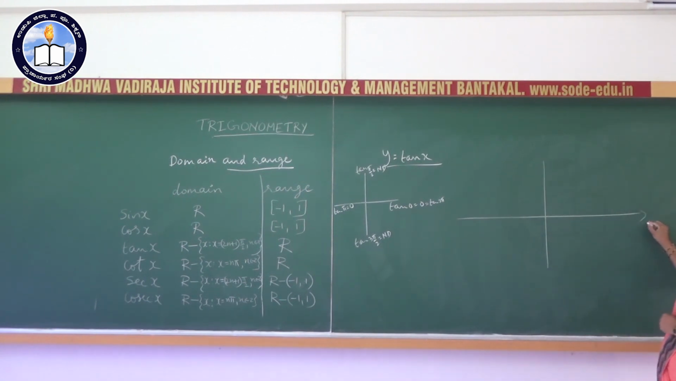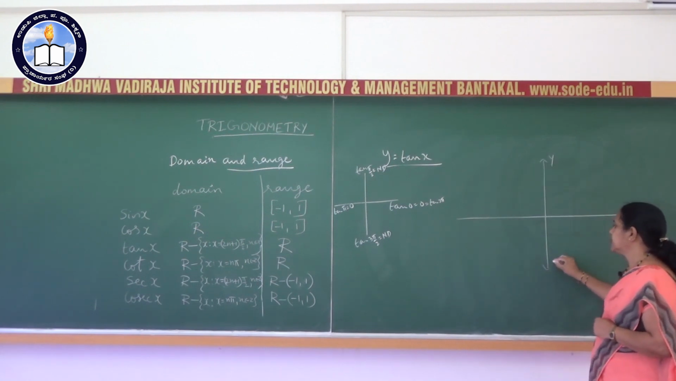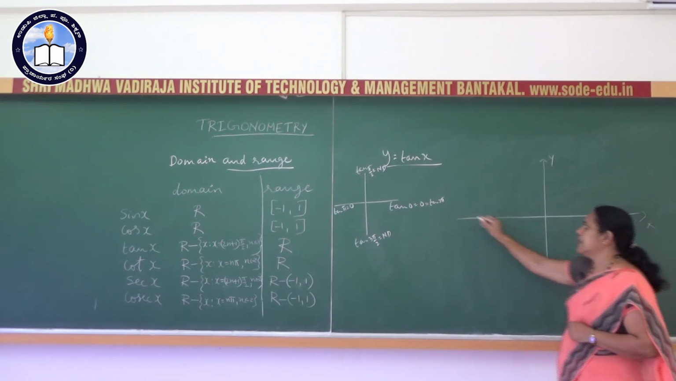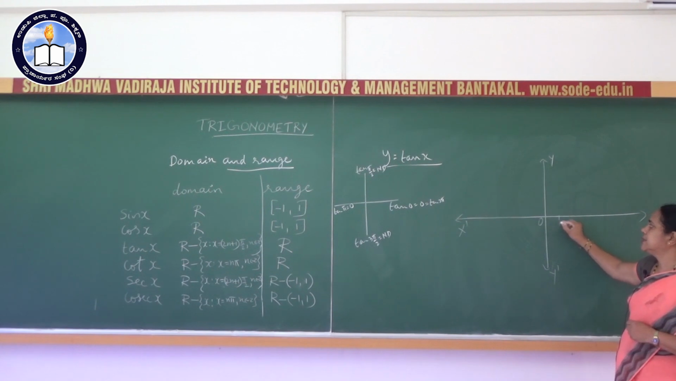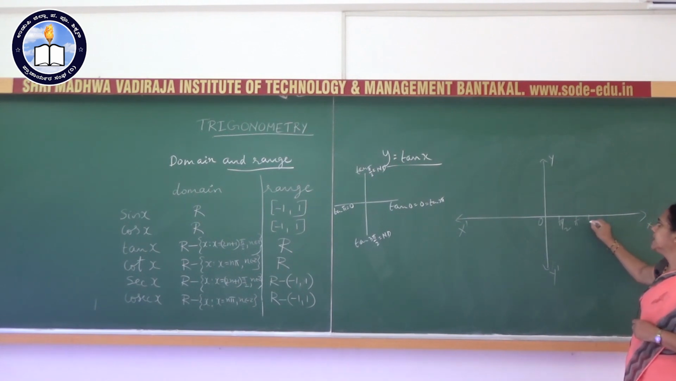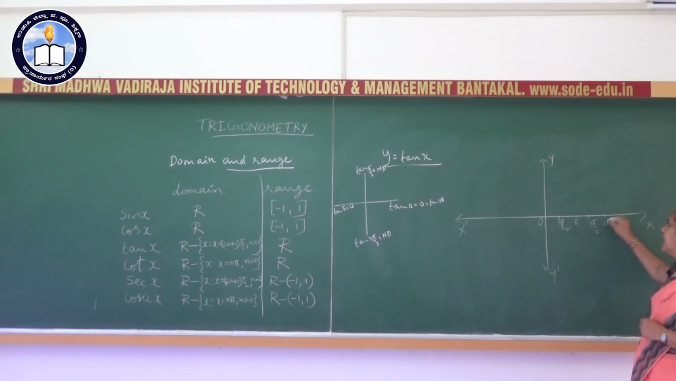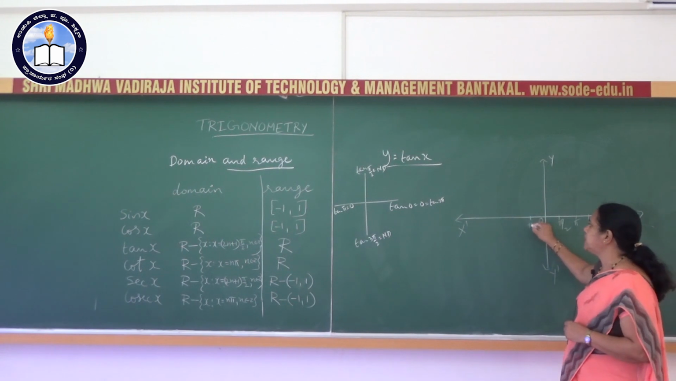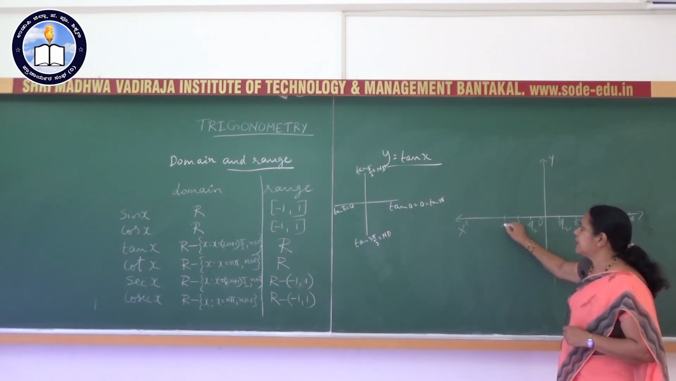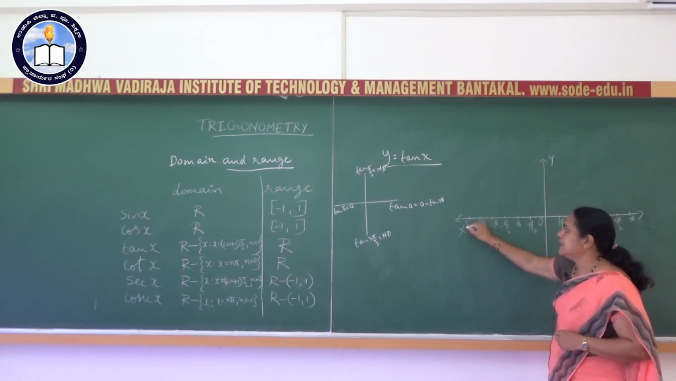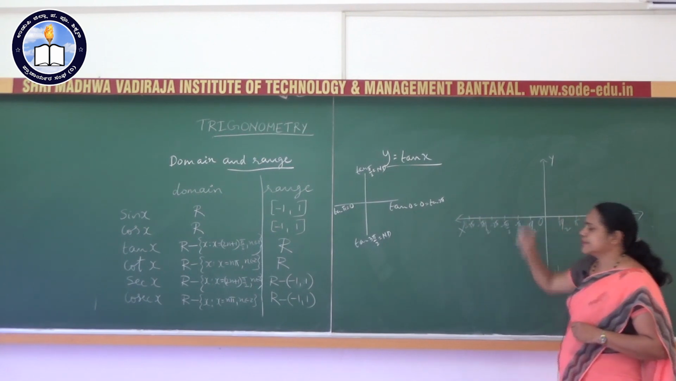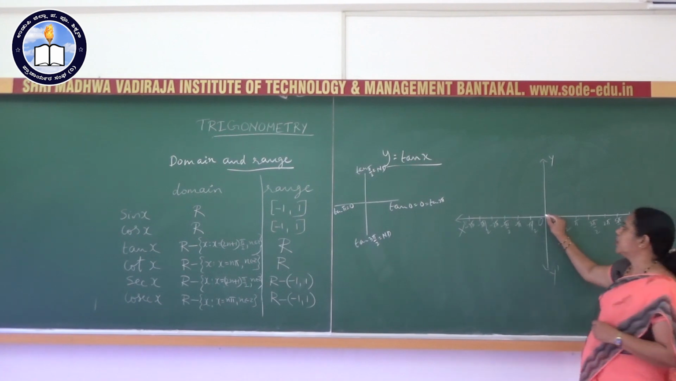We consider x, y, y dash, x dash. Take angles on the x axis: pi by 2, pi, 3 pi by 2, 2 pi, 5 pi by 2, 3 pi, and minus pi by 2, minus pi, minus 3 pi by 2, minus 2 pi, minus 5 pi by 2, and minus 3 pi. Tan 0 is equal to 0.